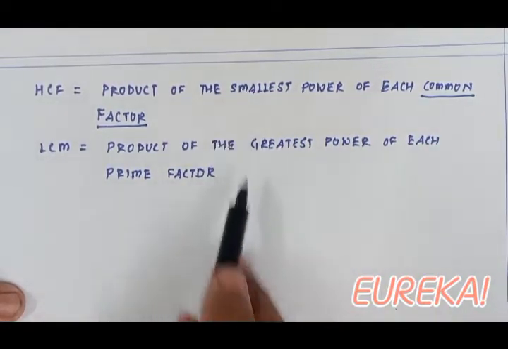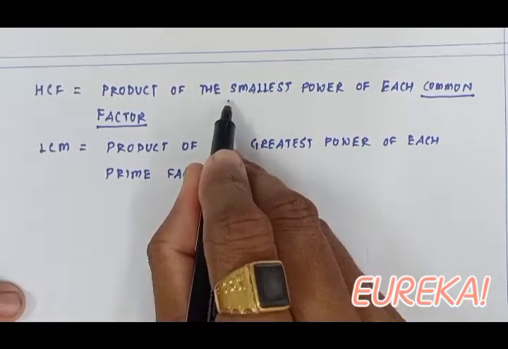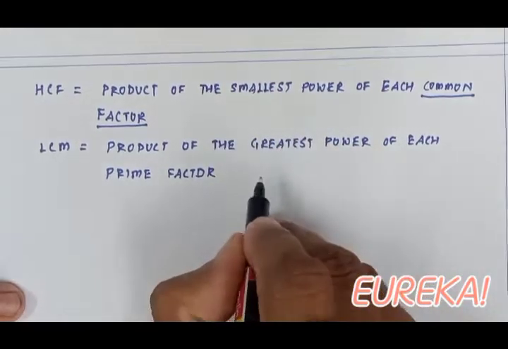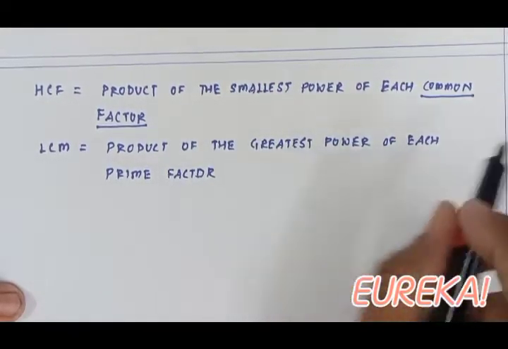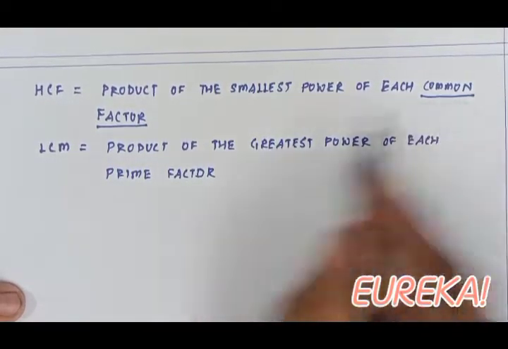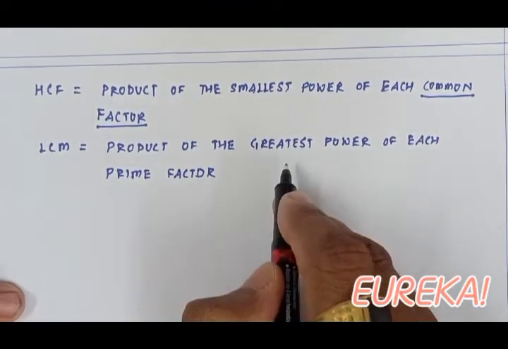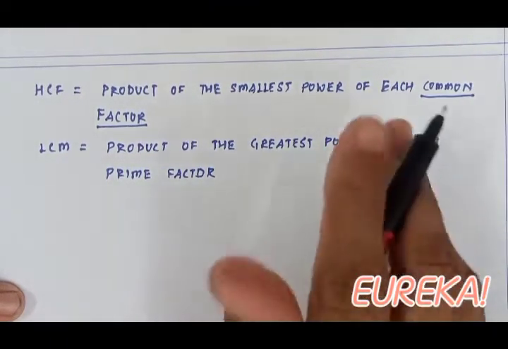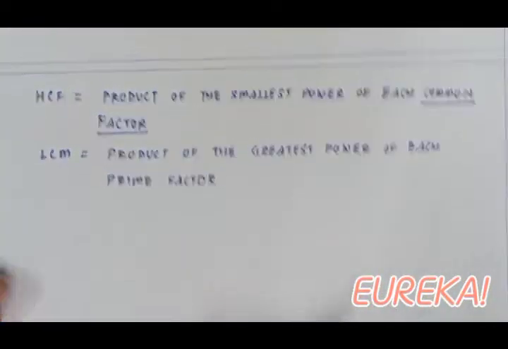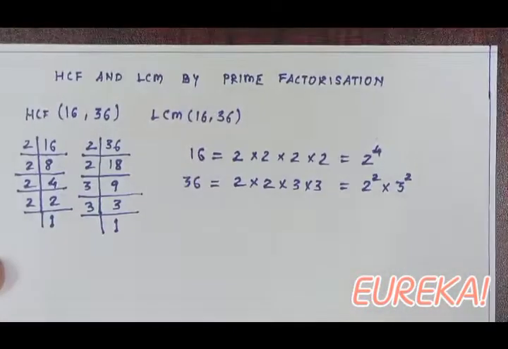Now we can compare the two. Here we are looking for the smallest power, and here we are looking for the greatest power. Here we need to see the common factor, but here each prime factor. So common is not important for finding the LCM. So let's find out the HCF using this rule.